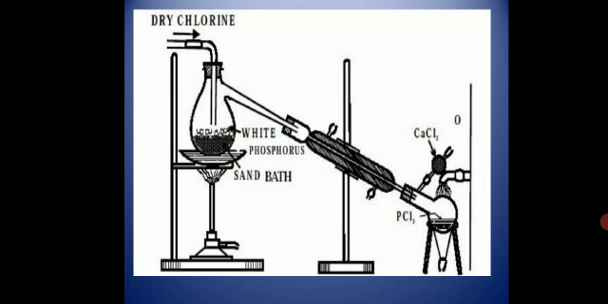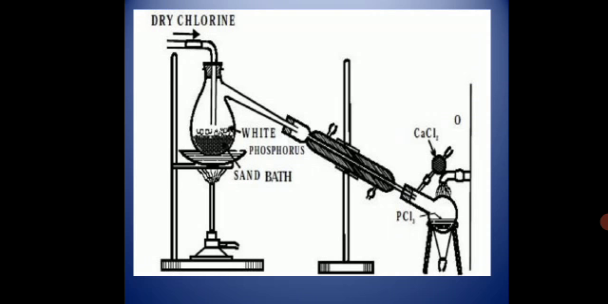Got it? By using sulfuryl chloride also it can be done. That is, when P4 reacts with SO2Cl2, it gives PCl5. Then PCl5 further will give you PCl3. Clear? In this way you can prepare PCl3. You can prepare PCl5 in the same manner also.